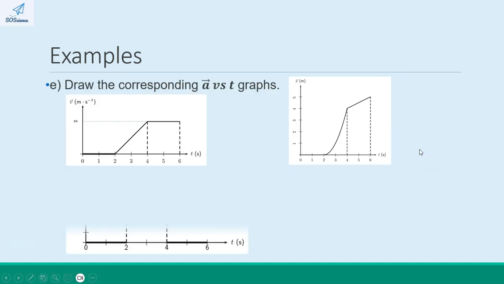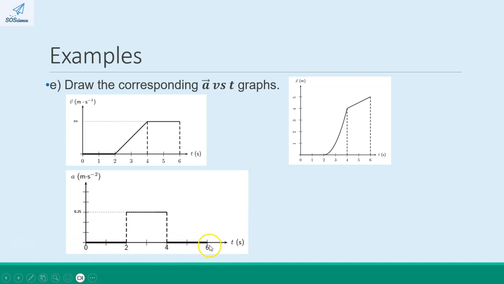So coming back here, we can see that in the first 2 seconds, there's 0 acceleration. From second 2 to second 4, we have a constant acceleration, and that value is 0.25 meters per second squared. We calculated that based on this gradient of the velocity time graph. And then for the last 2 seconds, again, we have 0 acceleration.